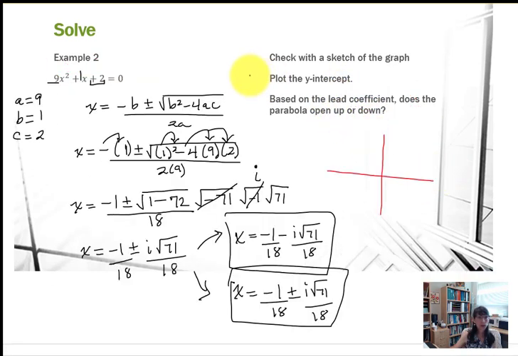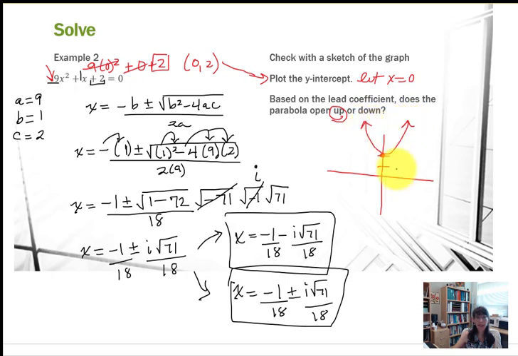In example 2, we're going to, again, plot the y-intercept, and then based on the lead coefficient, we'll determine if the parabola opens up or down. So we have a lead coefficient that's a positive 9, so it should be opening upwards. To plot the y-intercept, we let x equal 0. So 9 times 0 squared plus 0 plus 2. The first two terms are eliminated, leaving us 2. So 0, 2 is the y-intercept. There's our y-intercept. We know the parabola opens upwards, so it might end up looking something like this.